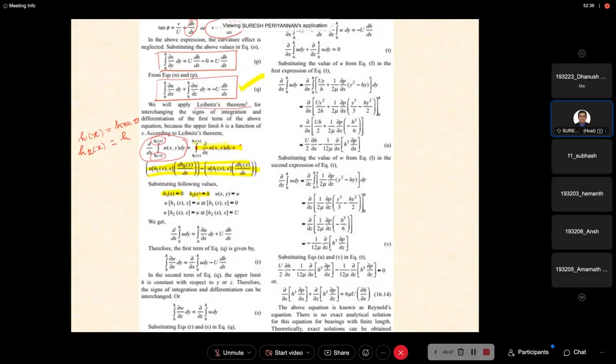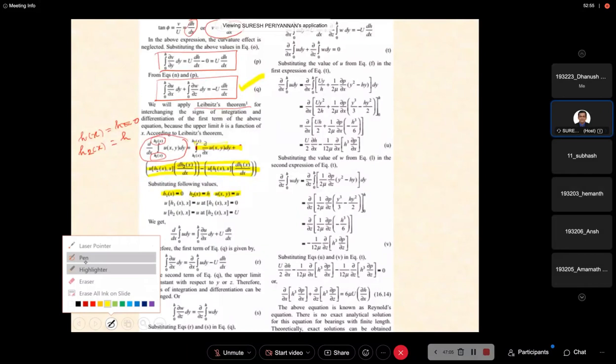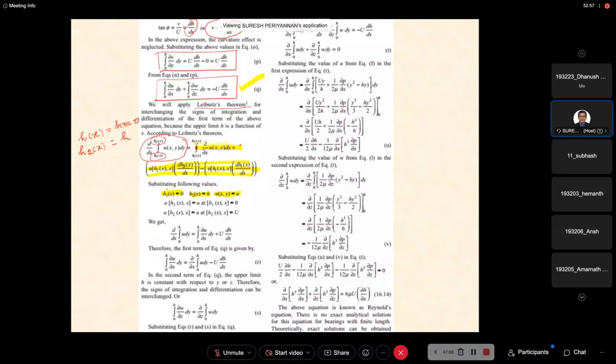h2 of x is nothing but h. Now when h1 of x is 0, h2 of x is equal to h, in a generic manner. I am considering u of x comma y, with small u.